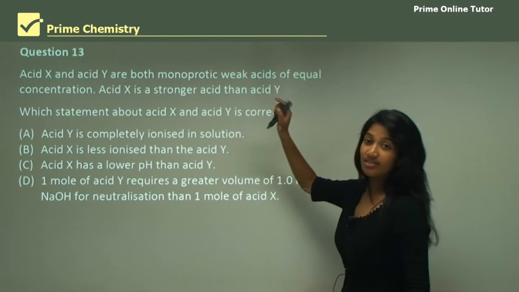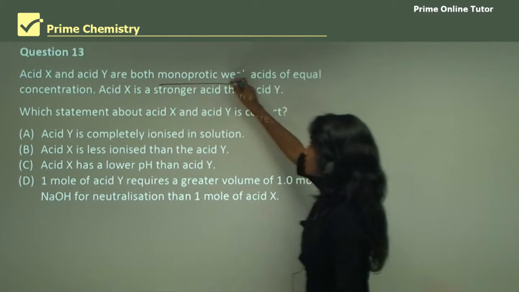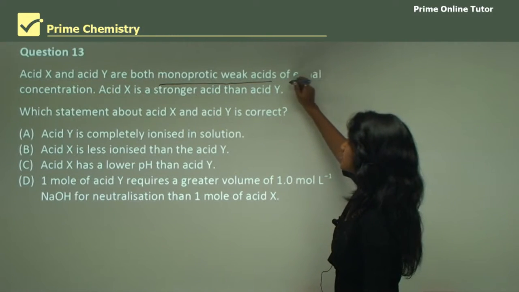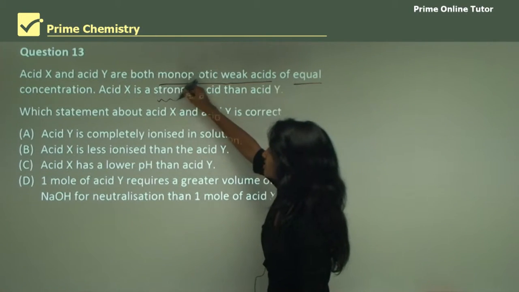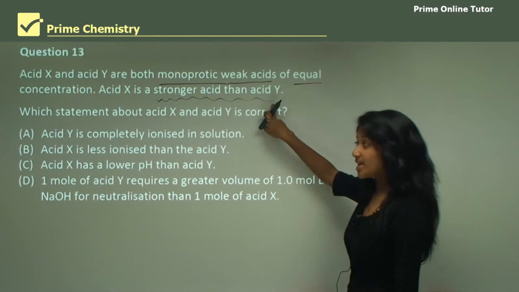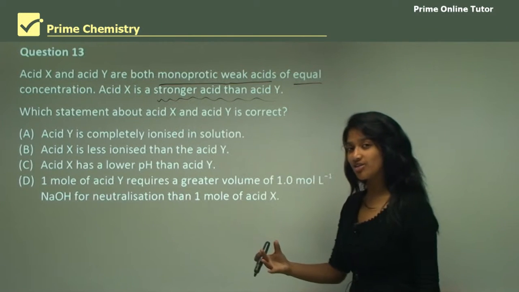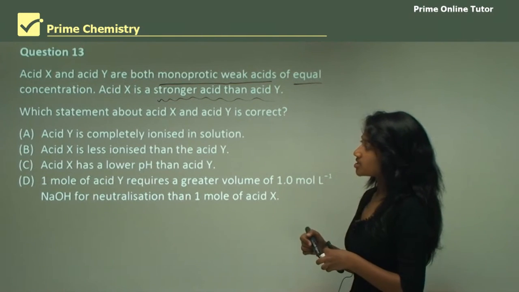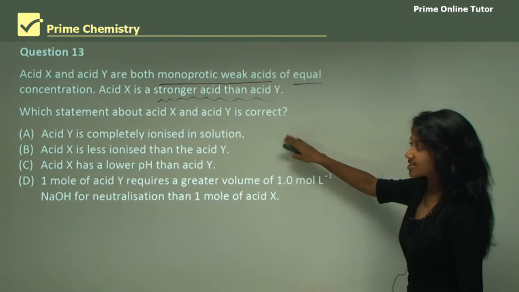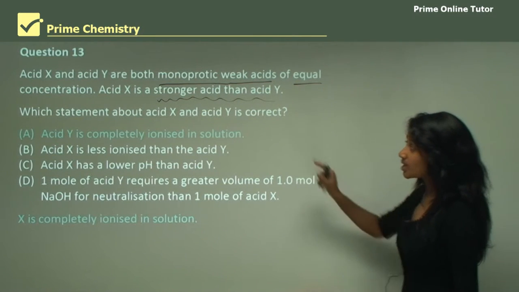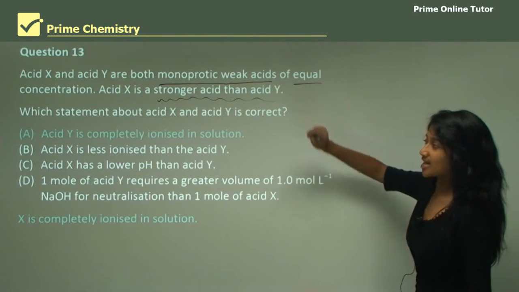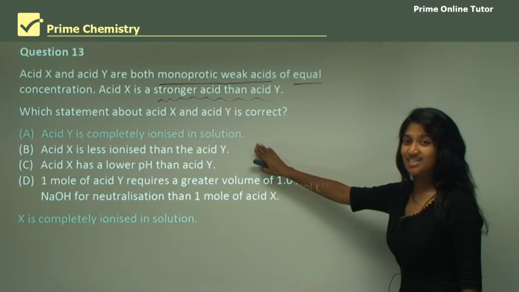Now here I would underline the key words. We know that they're both monoprotic and also that they're weak acids with equal concentrations. But then here we have that little information that X is stronger than Y, meaning that X is going to have more hydronium ions than Y. So let's consider each option one by one. Option A, acid Y is completely ionized in solution. It is not completely ionized, none of the two acids are, because they're weak acids. So clearly option A is incorrect.